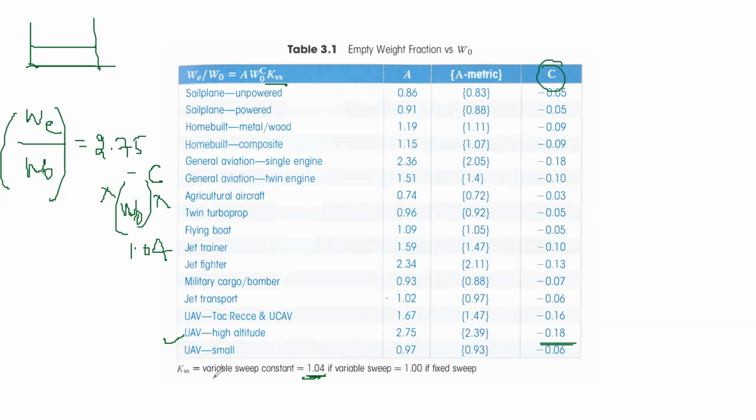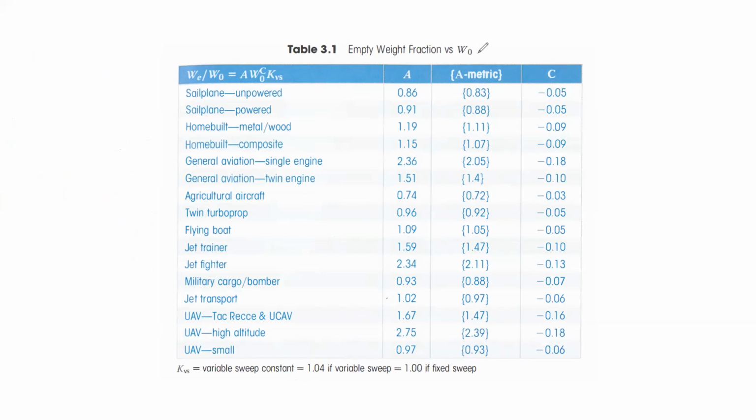Which kind of aircraft is heavy? Swept wing or fixed sweep wing? So the answer should be swept wing. Swept wing aircraft are heavier, by almost 4% historically. Now understand, this table is not exact, but it guides you for your initial calculations when you are designing something. So it helps you, right?